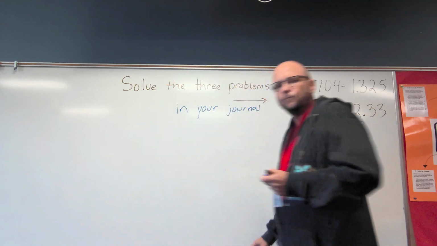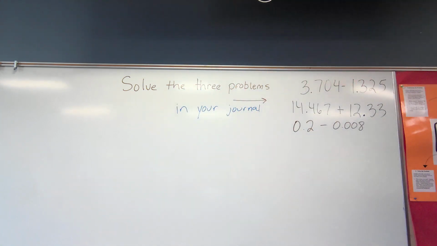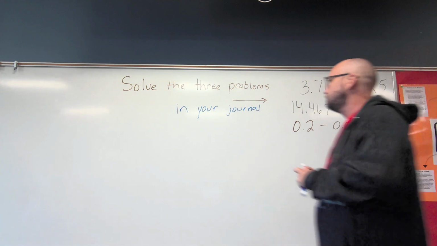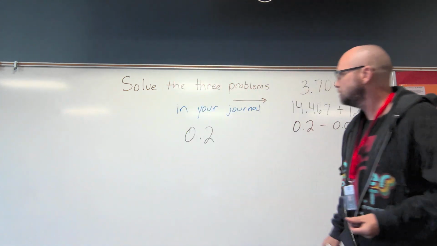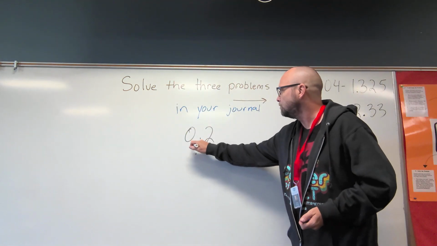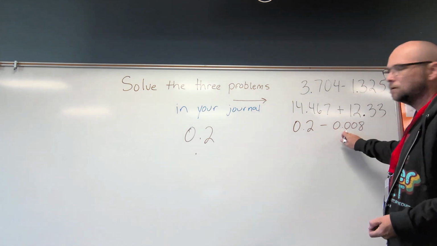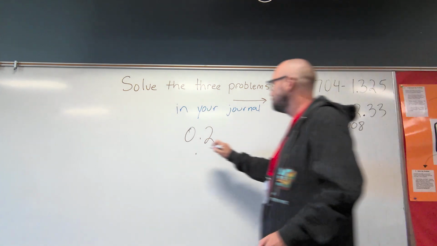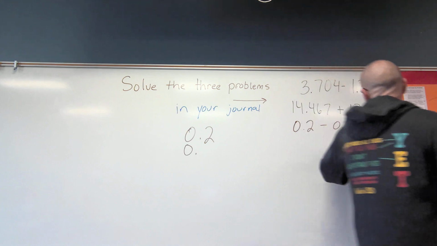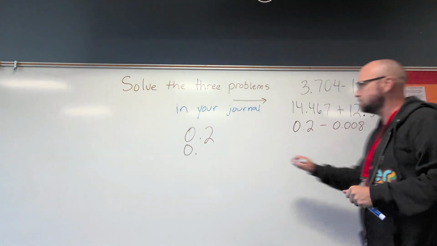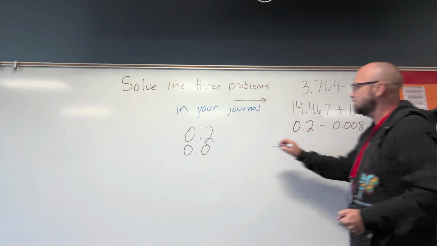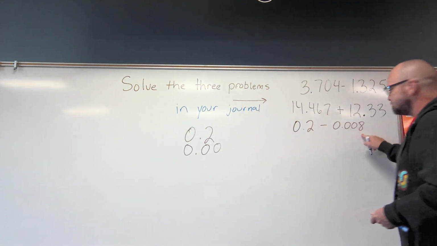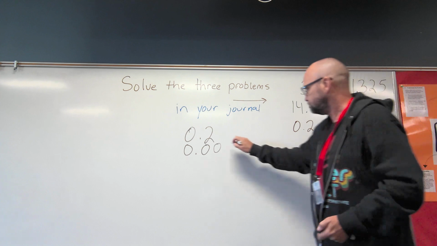And the last one. Now remember, we have to line the place values up. So we have 0 and 2 tenths. My decimal points line up. The ones place here is a 0. The tenths place here is a 0. The hundredths place here is a 0. The thousandths place here is an 8.